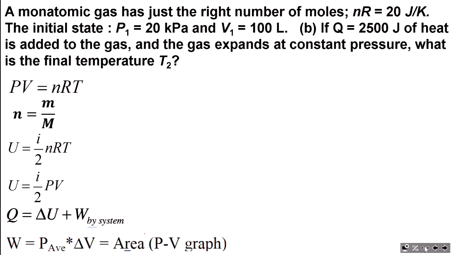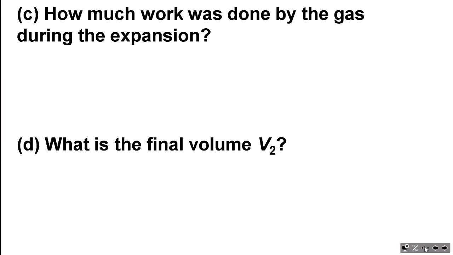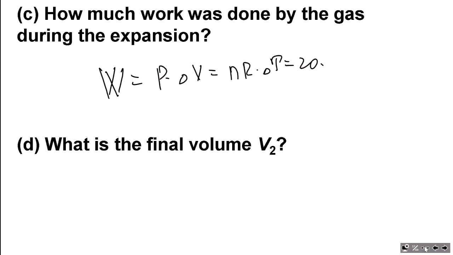All right. Empty slide, okay. Yeah, 150. How much work was done? Well, we actually found it just before. The work was equal to pressure times change in the volume, or the amount of gas times constant times change in temperature. That was 20. That's what we have found.